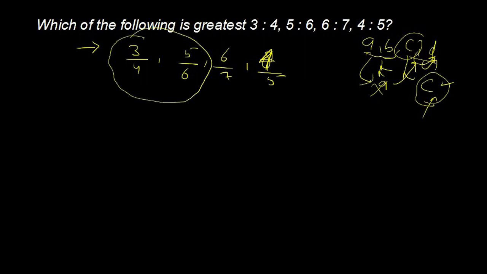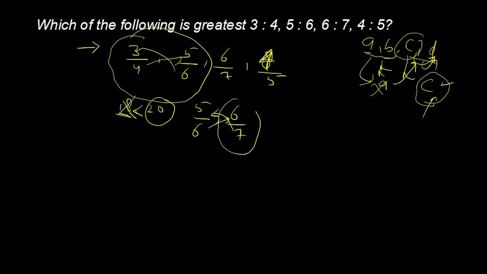3 by 4, 5 by 6, so 6 3s are 18, 5 4s are 20, so 18 and 20. Okay, because this fraction is larger than this one. Now leave this one and start to compare 5 by 6 with 6 by 7. 7 5s are 35, 6 6s are 36, so now 6 by 7 is the larger one. Now compare 6 by 7 with 4 by 5, so this is what? 5 6s are 30 and 7 4s are 28.